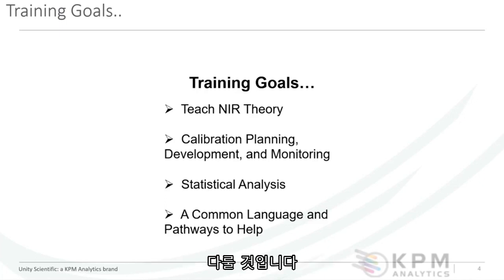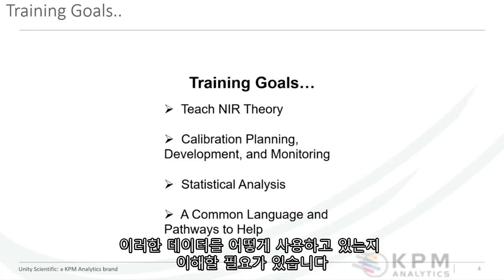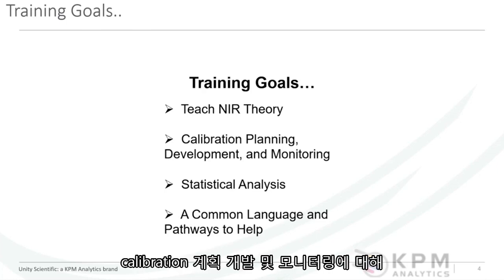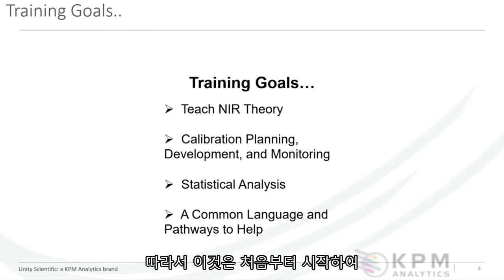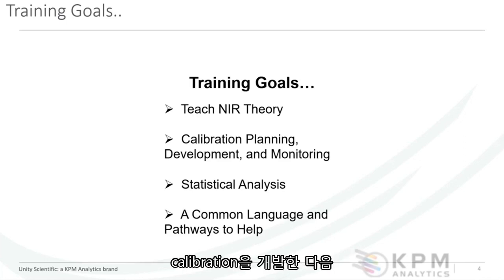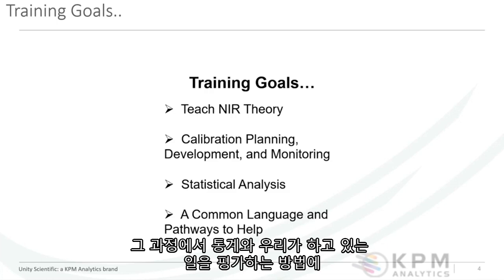So the goal really is I want everybody to understand the basics of near-infrared theory. Everybody needs to understand what type of measurement we're making, what the instrument actually sees, and how we're using those data. We'll talk a little bit about calibration planning, development, and monitoring. This is the whole procedure of starting from scratch, developing a calibration, and then the ongoing maintenance of the calibration. Along the way, we'll be talking about statistics and how we're evaluating what we're doing.